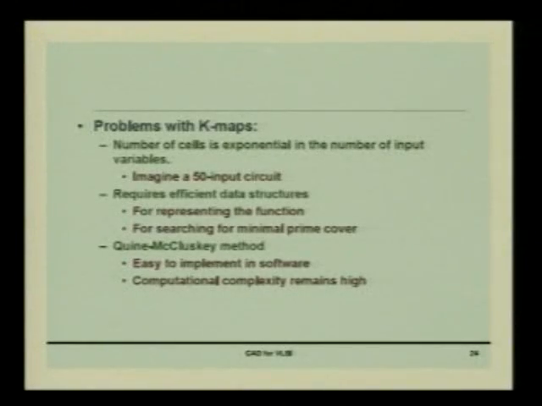But in case of computer CAD tools, we have to use some automated algorithm to minimize the logic. So we will discuss one such algorithm. This is called Espresso. These are the problems in the Karnaugh map: the number of cells is exponential in the number of inputs. Suppose for a 50-input circuit, we would need 2 to the power 50 blocks, and for computer applications we must have some data structure which will automatically do the things.